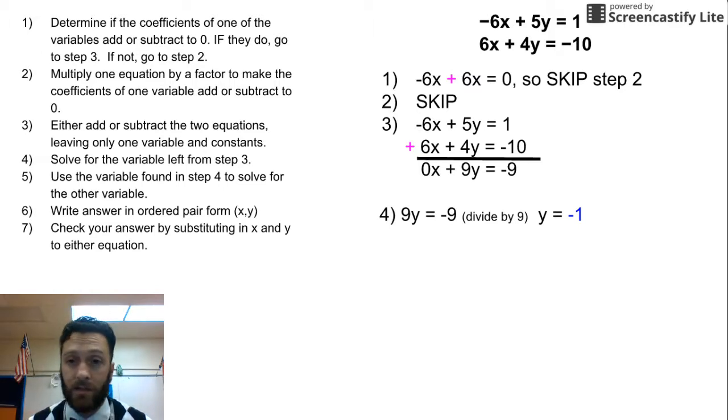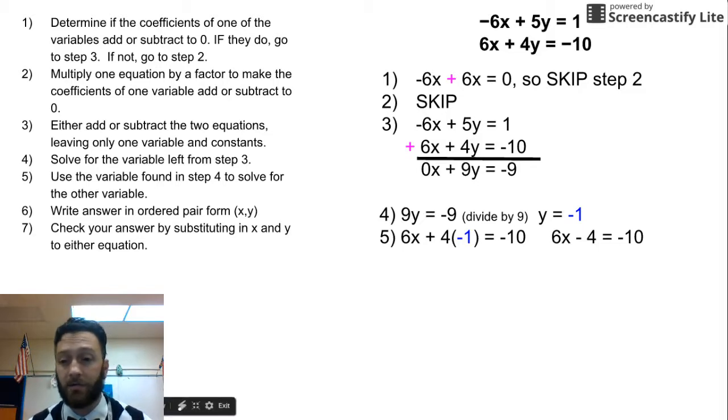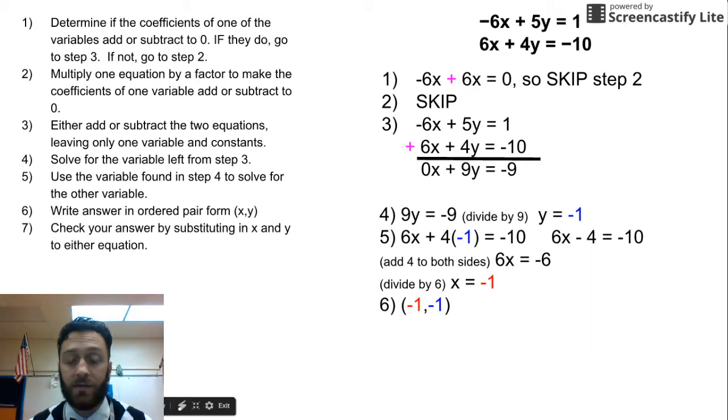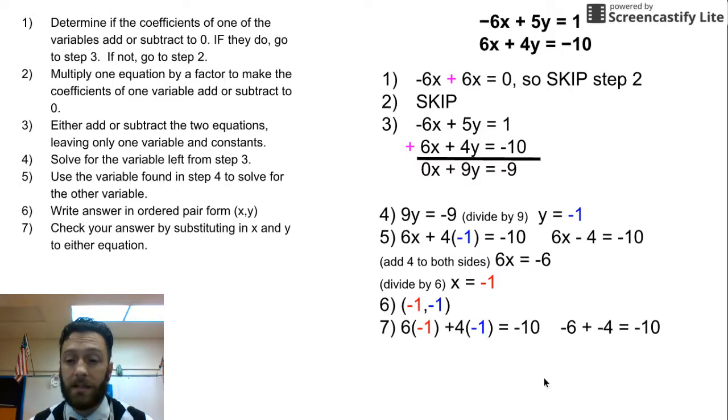Now that we've got y equals -1, we can go back to one of those two original equations, substitute in our -1. You get 6x plus 4 times -1 equals -10. 6x minus 4 equals -10. Add 4 to both sides. 6x equals -6, so x equals -1. Our solution for step 6 is -1, -1. And don't forget step 7, substitute those points into either one of those equations and solve. And you can see -6 plus -4 equals -10. That's true, meaning that our solution from step 6 is correct.